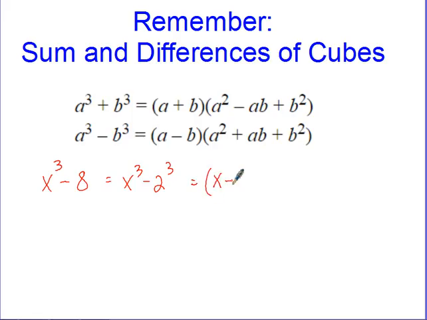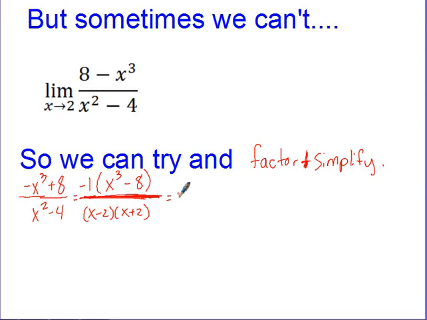So could you tell me what this is going to be in factored form? x minus 2, parentheses, x squared plus, now it says a times b. In our case it would be 2x, right? 2 times x, plus 2x, and then plus b squared. Our b again was what? 2, so 2 squared is 4. Okay? So now, let's go back, because that was the whole point. Really, this top portion is x minus 2 times x squared plus 2x plus 4.